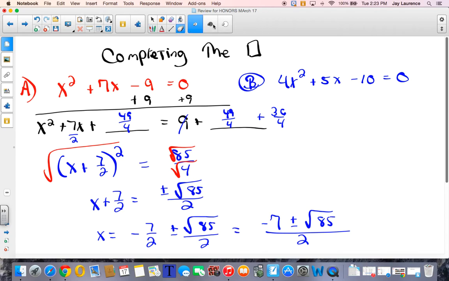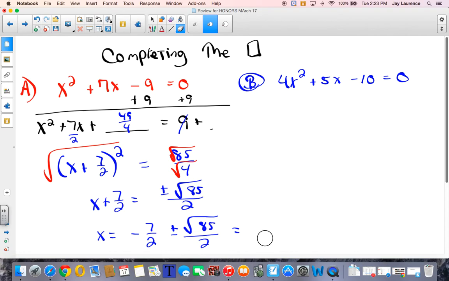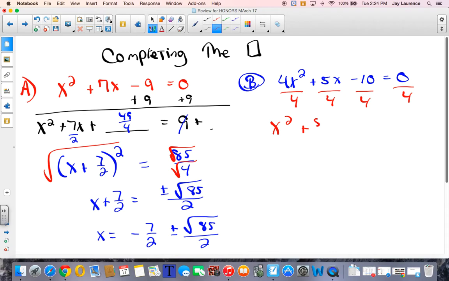Okay, now in situation B, a is not 1, so I'm going to divide to make a 1. And so I'll divide by 4, but I have to distribute it. And if you want to show it here, you go right ahead. When I do that, I'm going to get x squared plus 5 fourths x. And I'm going to go ahead and take this over to the other side. Yeah, I'm just going to leave it as 10 fourths right now. Okay, I'm not going to simplify it. I might simplify it in a minute, but right now I'm going to leave it the same.